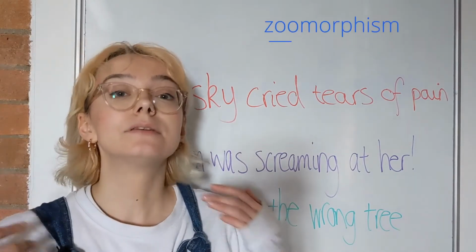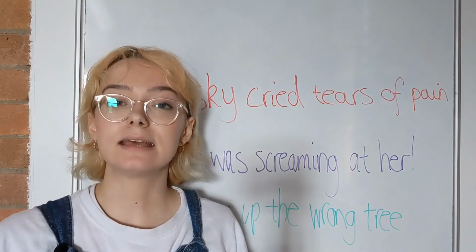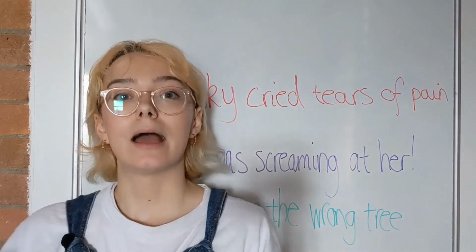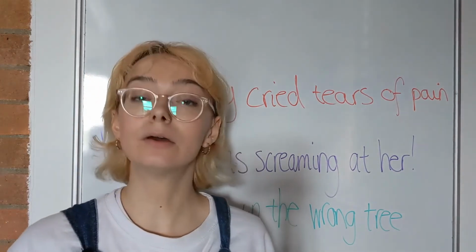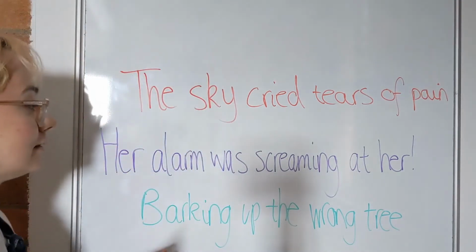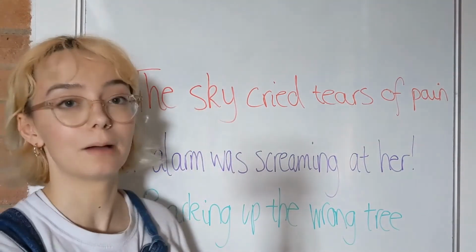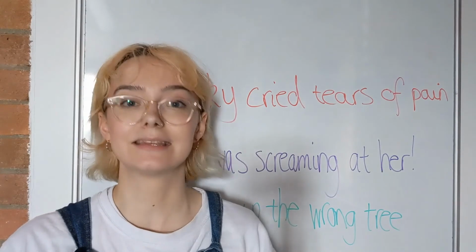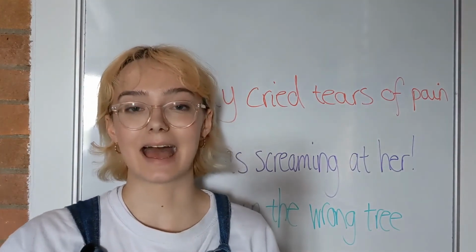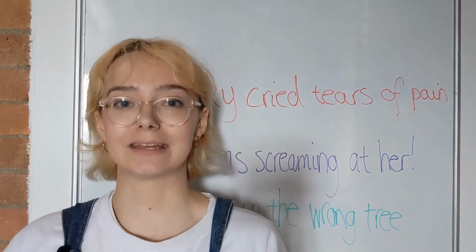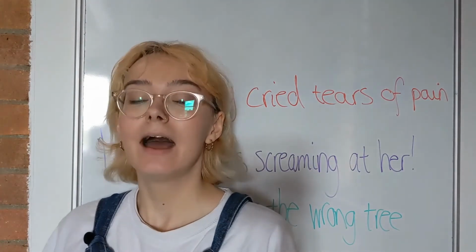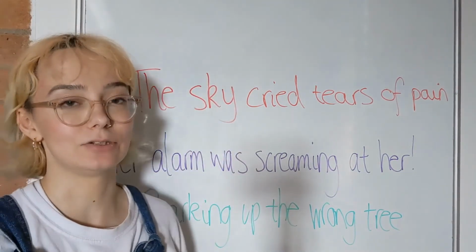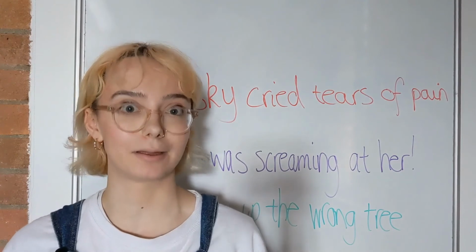And then we have zoomorphism, and this is where we give a human animal-like qualities. So we have the common phrase "barking up the wrong tree," and we know this means that you're pursuing something misguidedly, and not that you're literally barking up a tree.